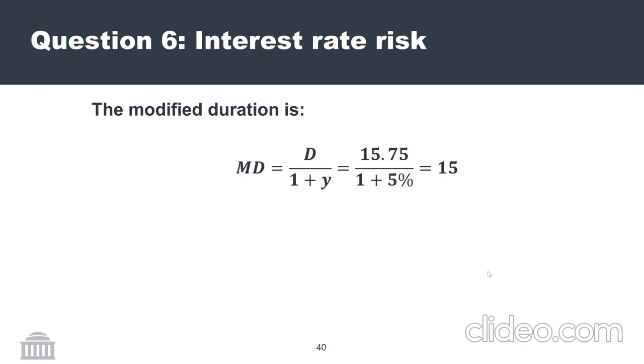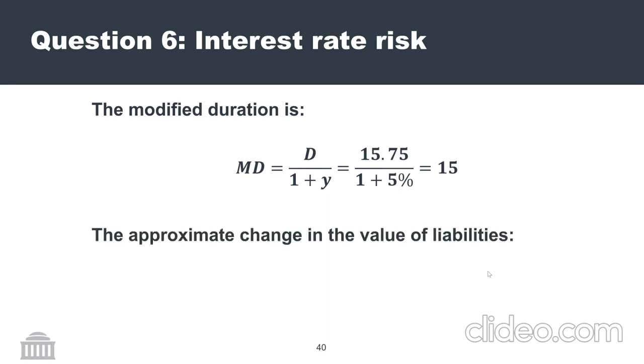Now, the modified duration, by definition, is just Macaulay duration divided by 1 plus yield. So in our case, this would be 15.75 divided by 1 plus 5%. And this will give us exactly 15. So the modified duration of our liabilities of this pension fund is just 15.